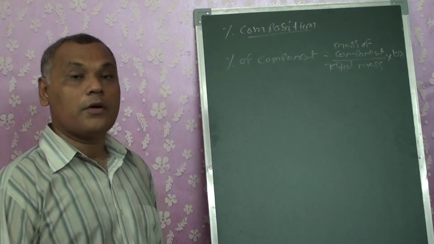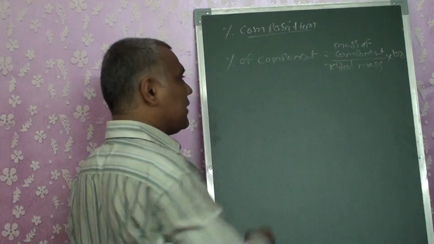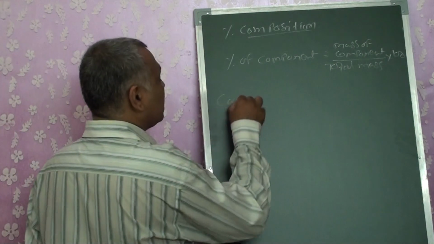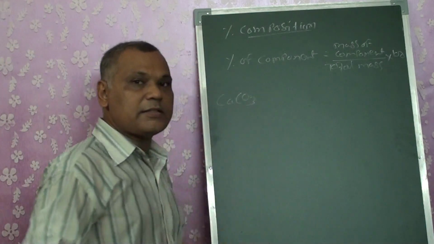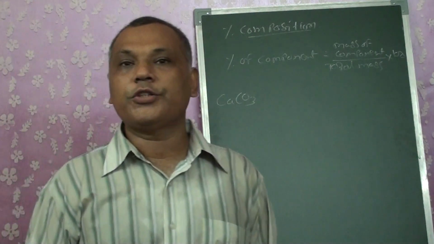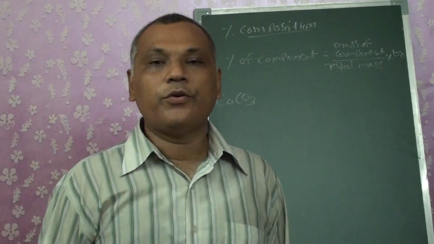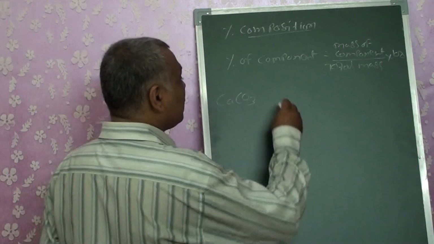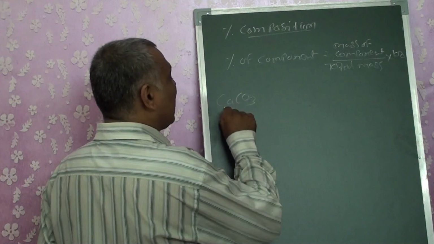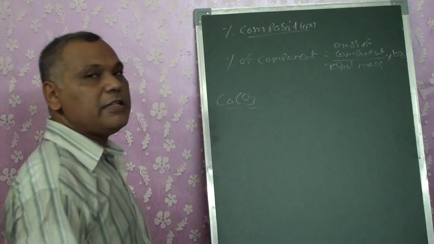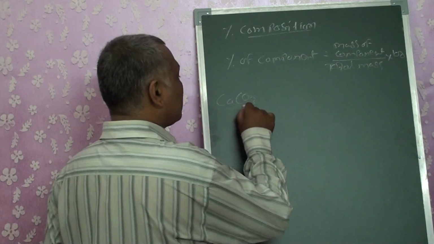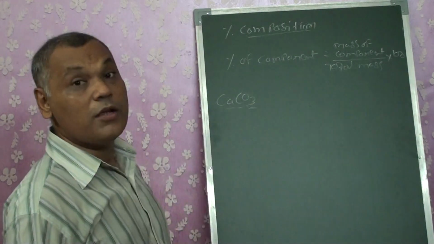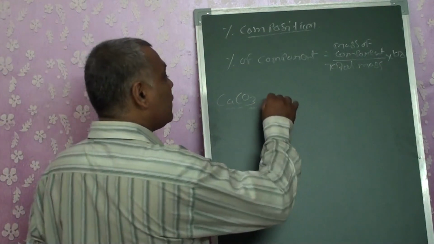in a given compound. Okay, let us see one or two examples. Suppose we have CaCO3. I am taking such a simple example where I can make the calculation orally, but you can do it in the same method by using calculators also. For CaCO3, if I want to calculate the percentage composition of each element, first of all we will find out the total mass.